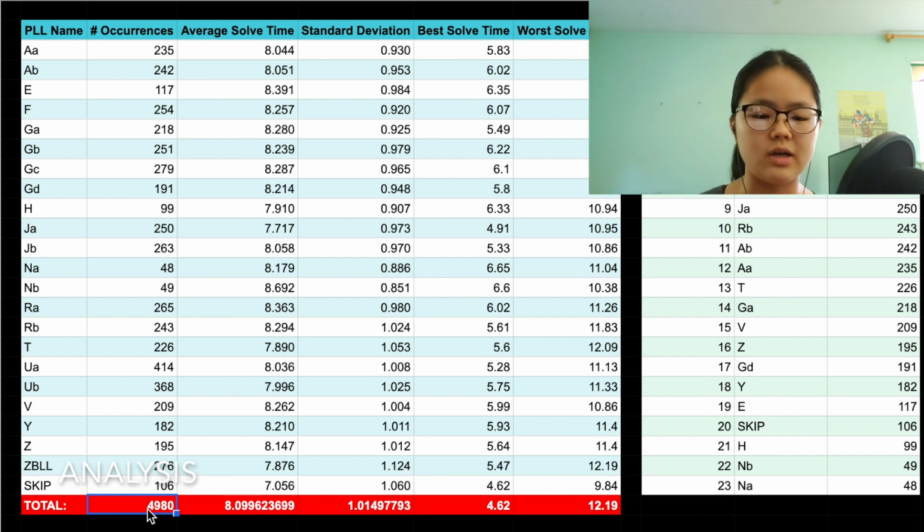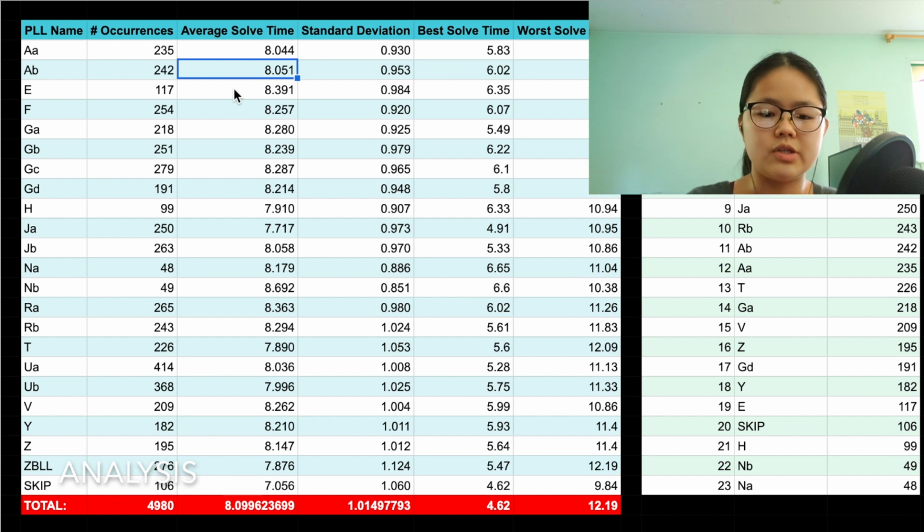So first you'll see I put the PLLs alphabetically here on the side, and then I put ZBLLs and skips at the bottom. The data that I'm running the statistics on are about 5,000 solves. 20 of them obviously have disappeared, and then you'll be able to see the average solve time of each PLL. So this is, for example, if I had 100 AA perms, the average between those 100 solves was 8.04 seconds, and this was done through Google Sheets, I didn't do that by hand.